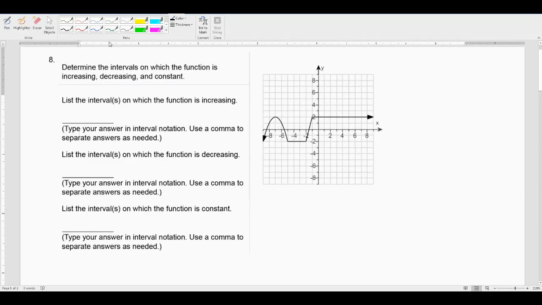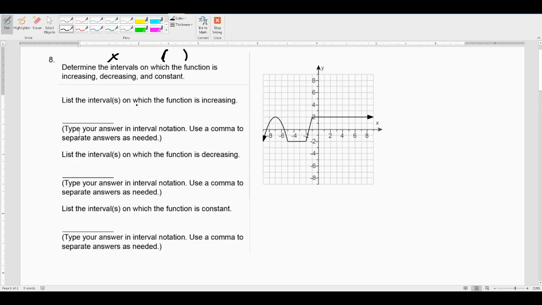For this example, we're going to find the intervals for the functions increasing, decreasing, and constant. Now, intervals, that's the intervals of x, so we're using x values only. For most books, anytime you do increase, decrease, and constant, we're always going to use parentheses, no brackets. So, here's what increase, decrease, and constant means.